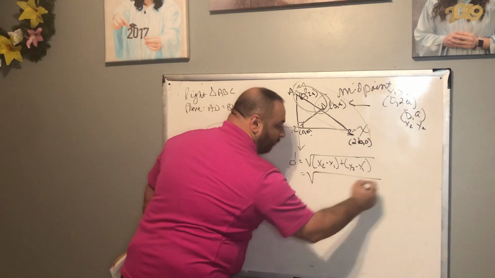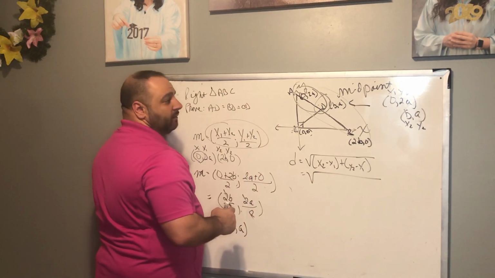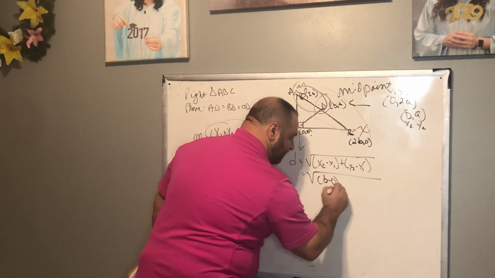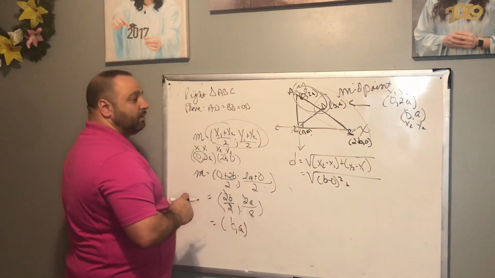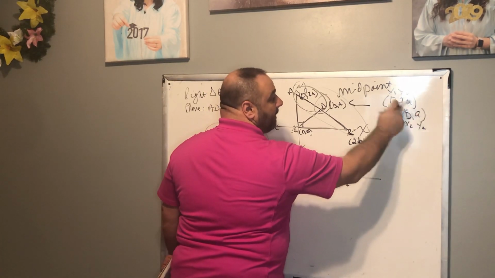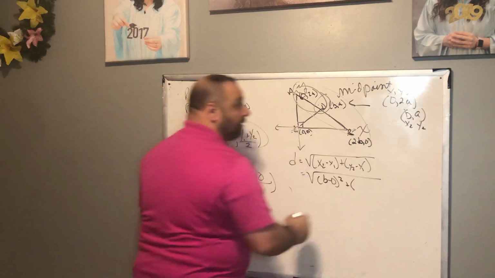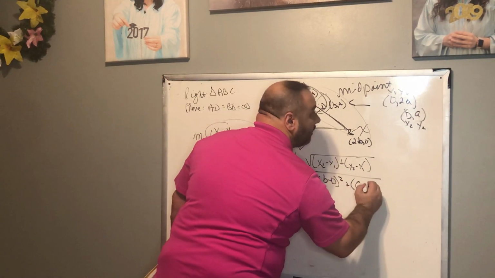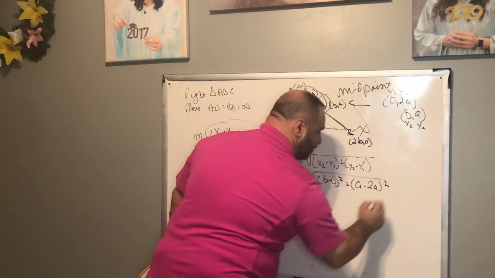Let's plug those into our equation. So we have the square root of x2 minus x1, so b minus 0 squared, plus y2 minus y1, so a minus 2a squared.